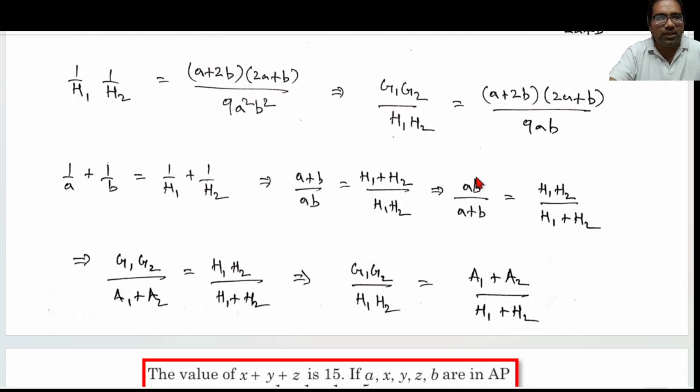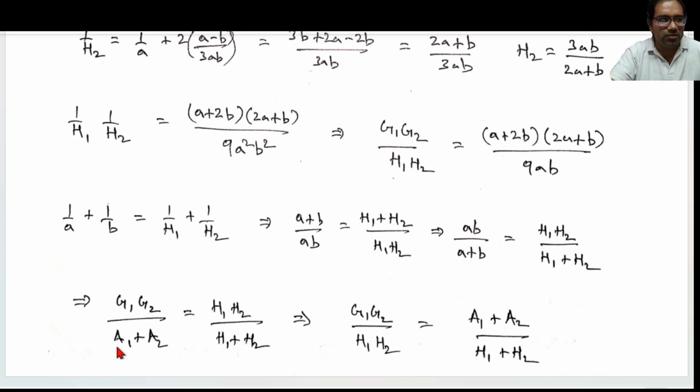What is AB? AB, we already know it is G1 into G2. What is A plus B? A plus B, we also know it is A1 plus A2. Right. G1 G2 by (A1 plus A2) on the left hand side is equal to H1 H2 by (H1 plus H2). What does that mean? G1 G2 by H1 H2 is equal to, if we take it to the other side, (A1 plus A2) by (H1 plus H2).